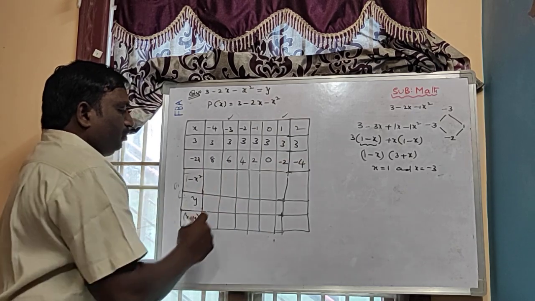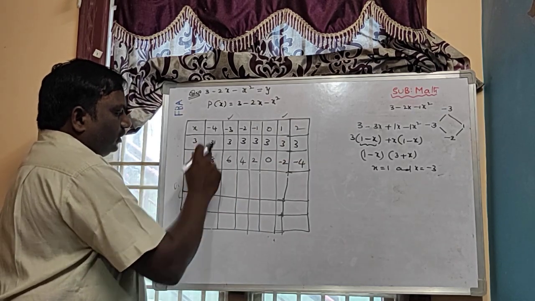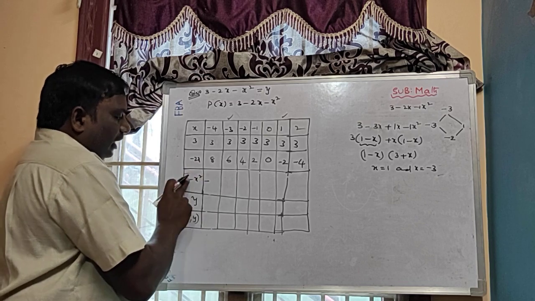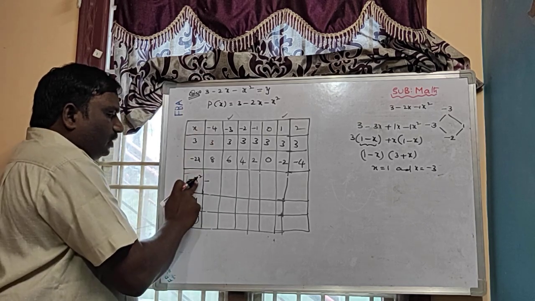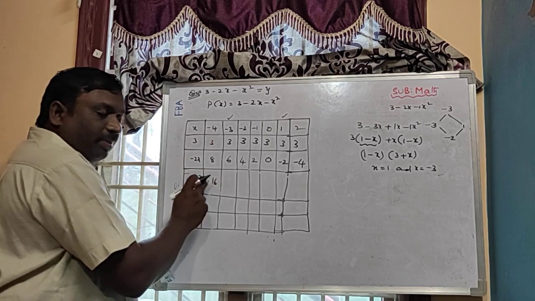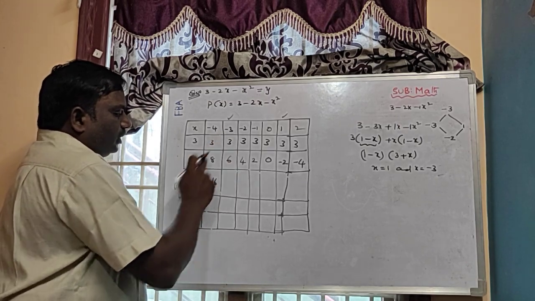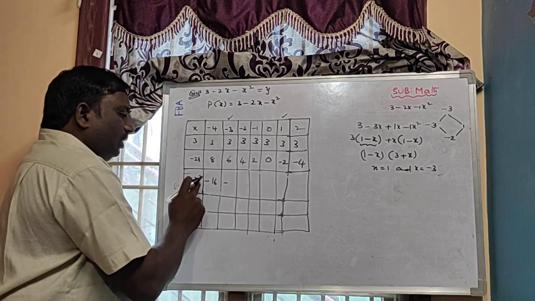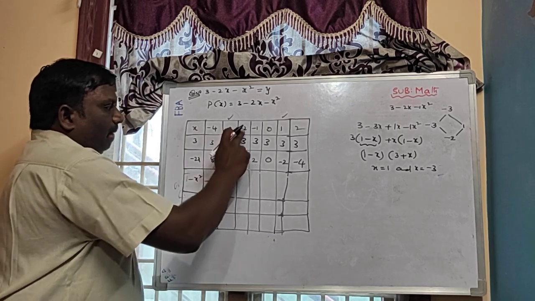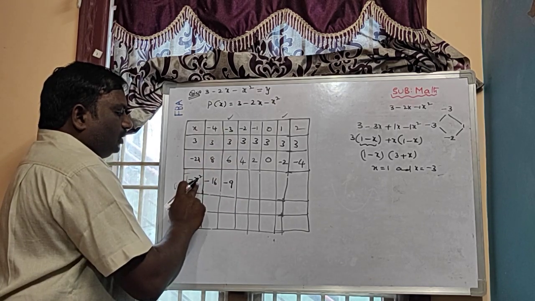minus 4. When you go for this one, this is minus, already minus is here. Minus 4 whole square is 16. This is minus 16. This is minus 16. Then now minus 3. Already minus is there. Minus 3 whole square is 9. Minus 2 is there. Minus 2 whole square is 4.